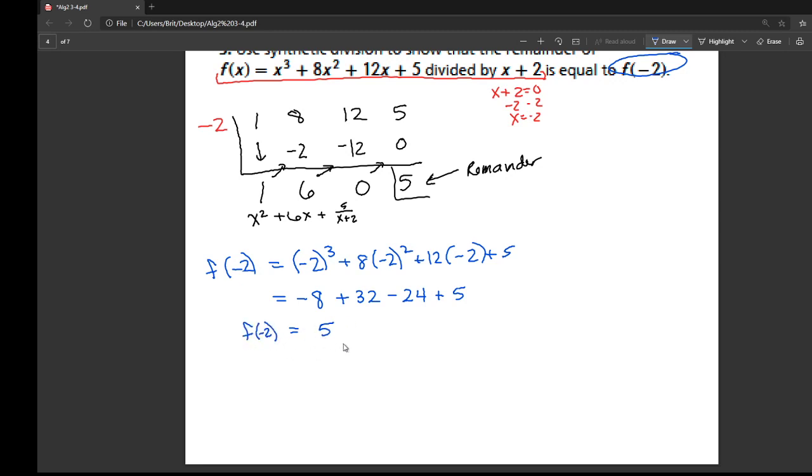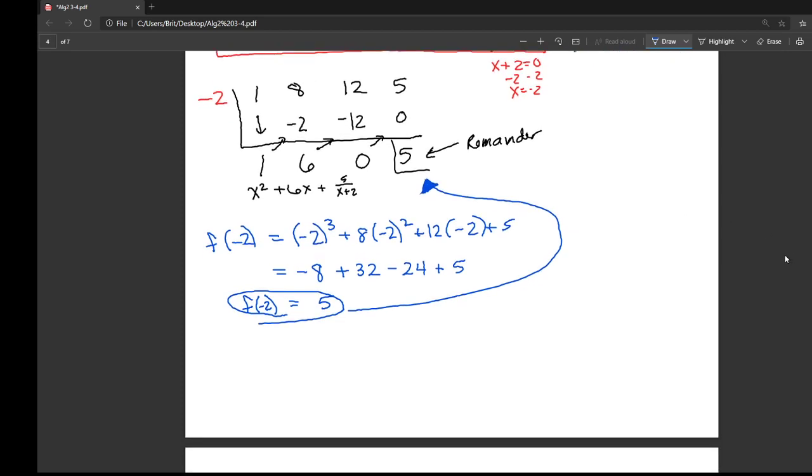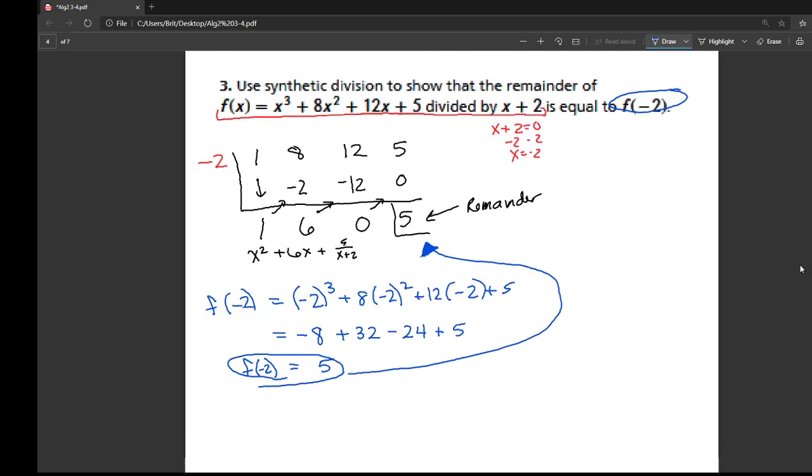If you notice, when I plugged in f of negative 2, I got the same value as my remainder. Later on, we're going to use this idea in order to determine if a number is a factor or not.